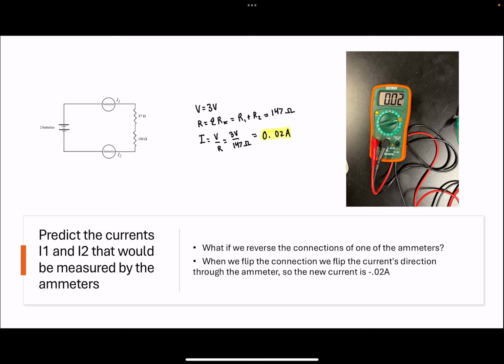The first question is we're tasked to find the current at location I1 and location I2. We know by the conservation of charge that these two currents are going to be the same, and we use Ohm's law to find out theoretically that it would be 0.02 amps, and we also found the same result in the lab, 0.02 amps. If we flip the connections of one of the ammeters, it would just flip the sign, not the magnitude of the current, since the direction through the ammeter is opposite.